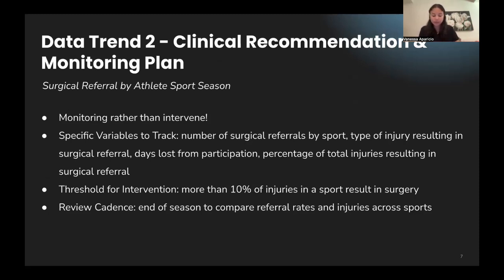Key indicators would include the number of surgical referrals, injury types requiring surgery, and days lost from participation, sorry. Intervention would be considered if more than 10% of injuries within a sport require surgical referral. So, data should be reviewed monthly during the season, at the end of each season and annually.